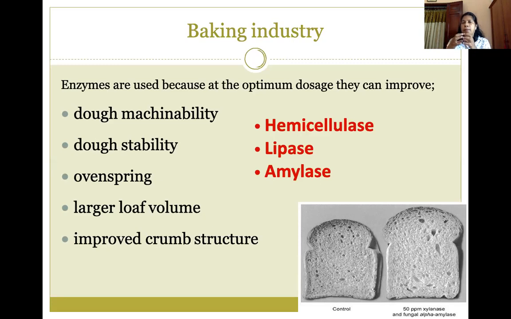Therefore, they can make bread with a very high volume, improved texture, as well as improved volume of the bread, because of having smaller particles of the carbohydrates and the lipids. Right? Therefore, dough machinability. Once you introduce this, now bread is made not by kneading.